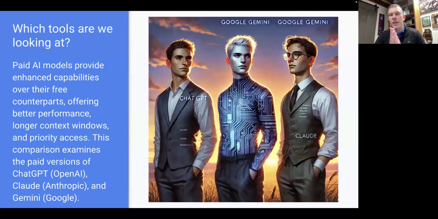So the tools we're looking at, and this is actually an image that I created with ChatGPT Plus, are three different models today. The three models that I chose to focus on are the core three models that exist out there in the AI universe right now. And that's going to be ChatGPT, Google Gemini, and Claude.